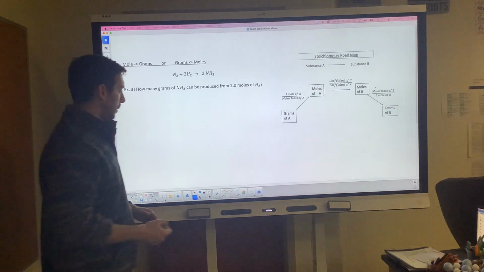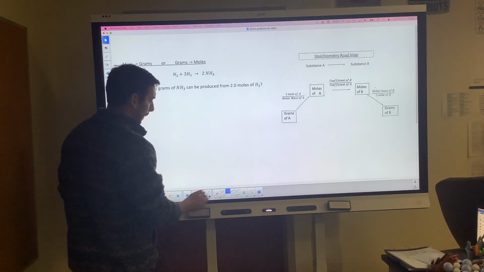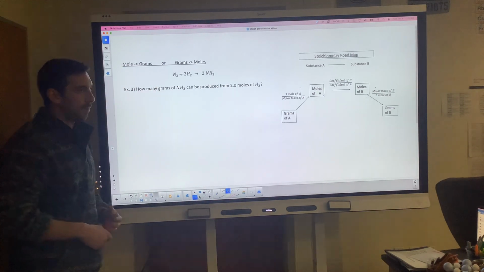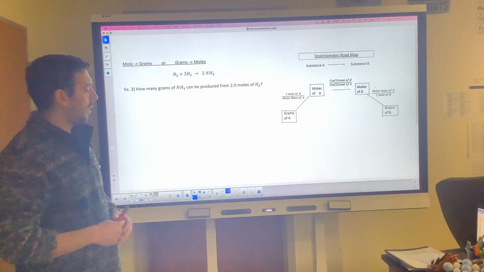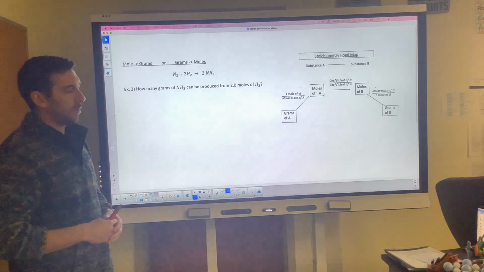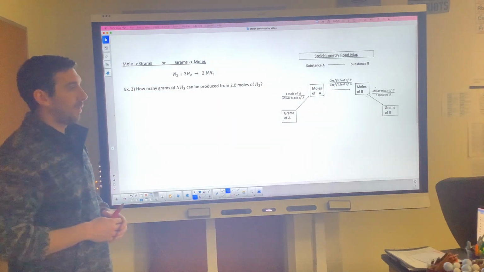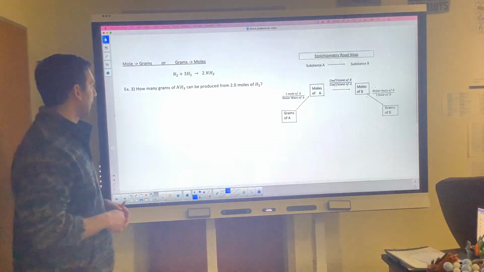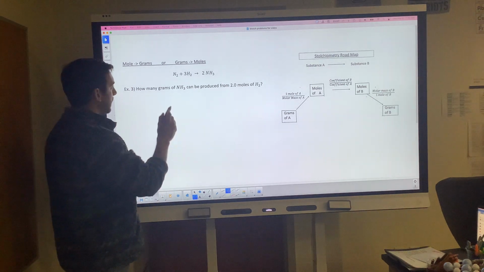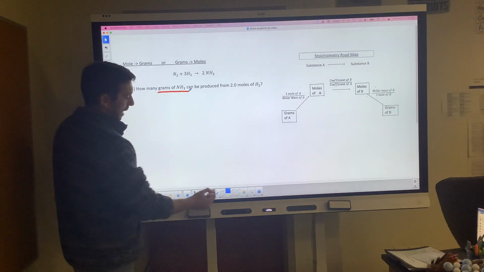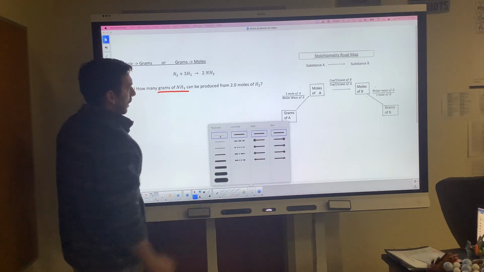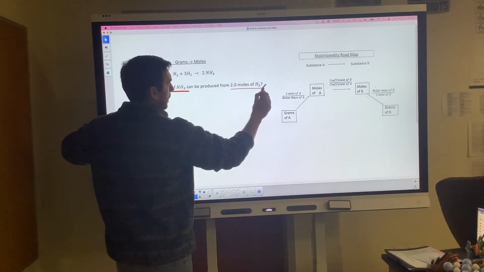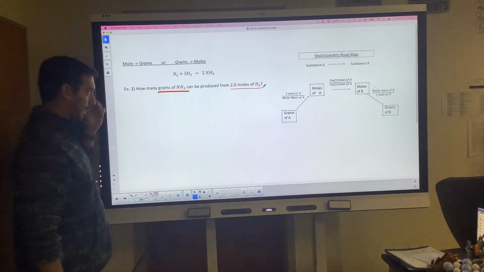Right, so just like we did last time, we'll start by reading the word problem, underlining anything important, labeling A and B in the equation, and then looking at our roadmap to figure out where we're starting and where we're going. So in the word problem, it says how many grams of NH3 can be produced from 2.0 moles of H2.